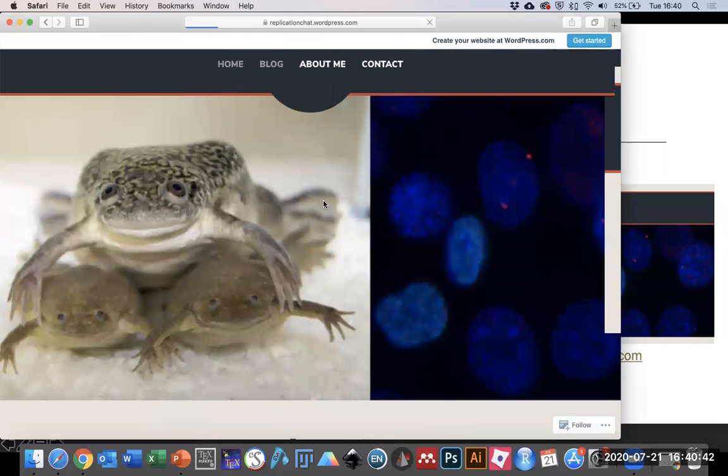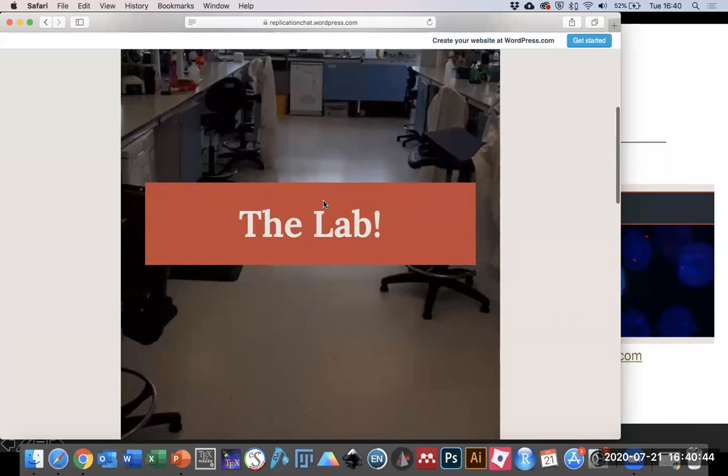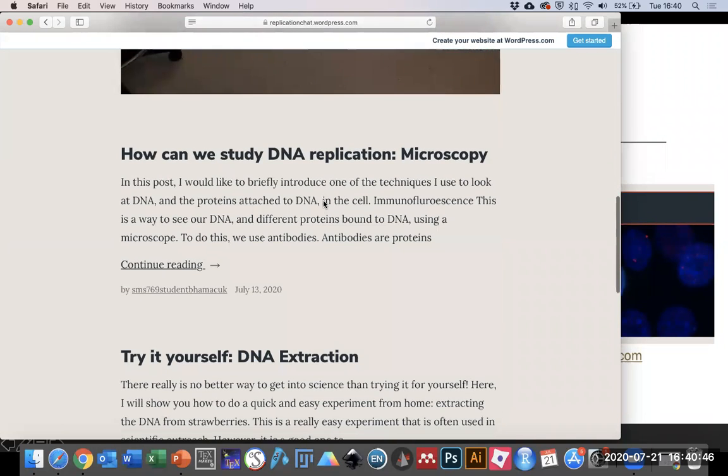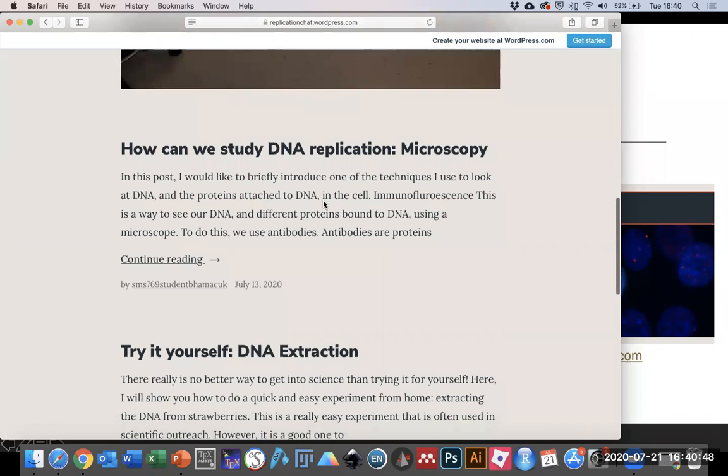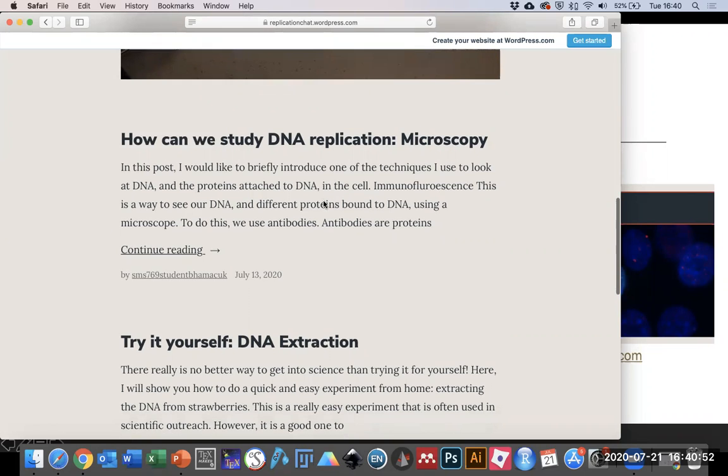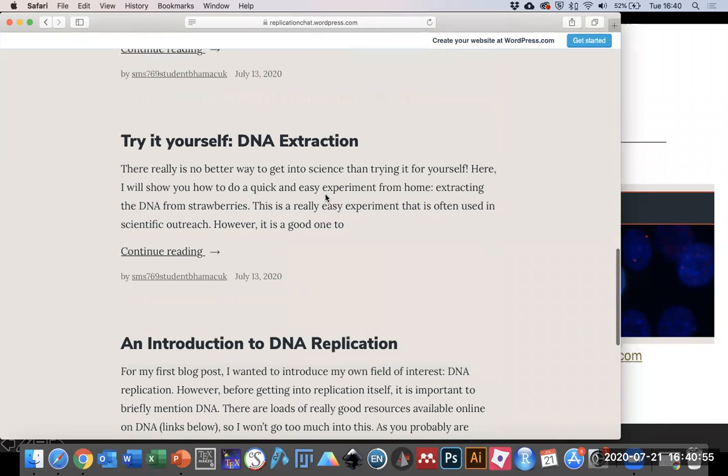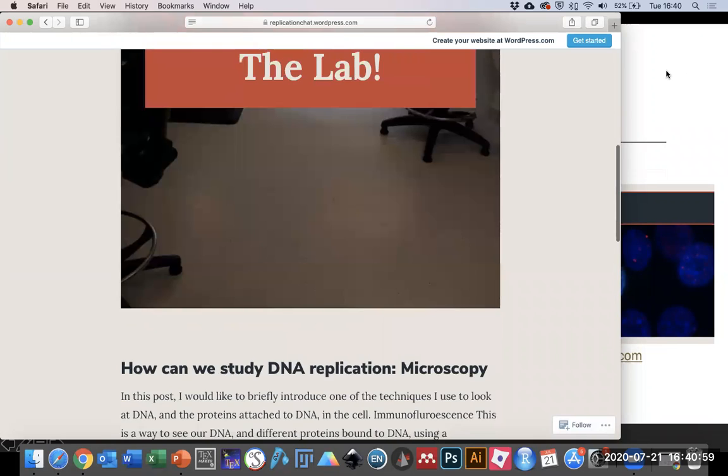Then the blog itself has a picture of the lab, and currently 3 posts that are up at the moment. One is on the visual techniques that we use in the lab, for which I did an example of microscopy, an experiment to try yourself, and an introduction to my research field.